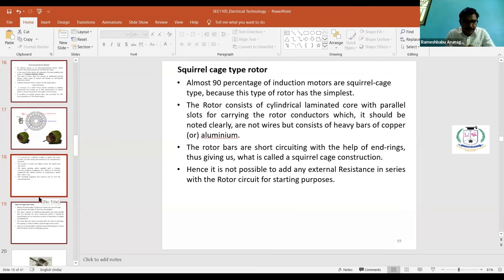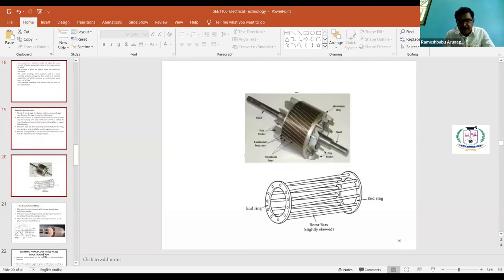Okay. So now we can see the construction view of the squirrel cage motor. As we discussed, there are aluminium or copper bars, and end rings are provided. Both ends of the aluminium or copper bars are short circuited with the help of the end rings. It looks like a squirrel cage, so it is called a squirrel cage machine.